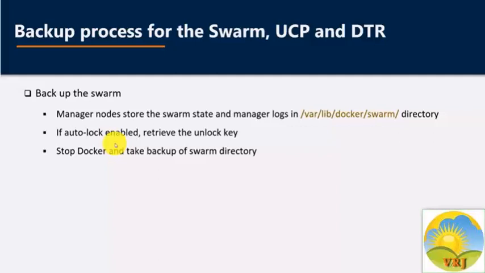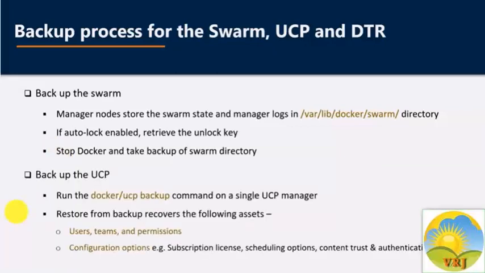If the swarm has autolock enabled, you need the unlock key to restore the swarm from backup. Retrieve the unlock key if necessary and store it in a safe location. Stop Docker on the manager before backing up the data so that no data is being changed during the backup. Back up the entire /var/lib/docker/swarm directory. Restart the manager. Let's look at the backup for the UCP.